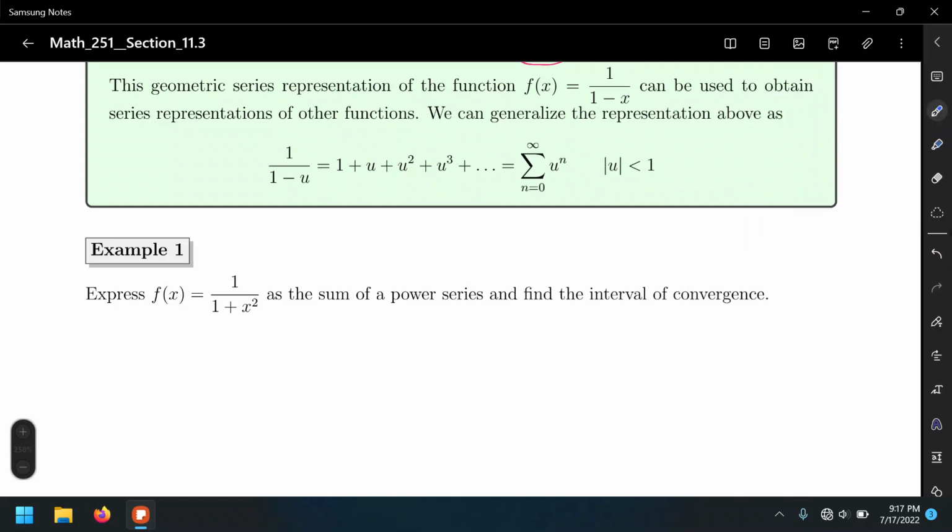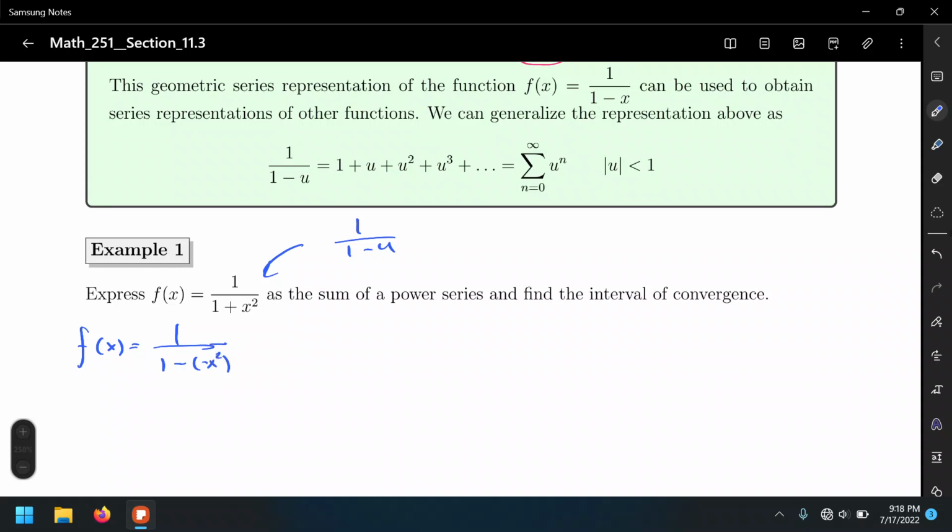So, express f of x equals 1 over 1 plus x squared as the sum of a power series and find the interval of convergence. In this case, we want to rewrite this function so that it looks like 1 over 1 minus u, and sort of is, because we already have the 1 and the 1. However, here we have a plus, but we need to make this look like a minus. So let me rewrite the function by writing a minus x squared inside of the parentheses here.